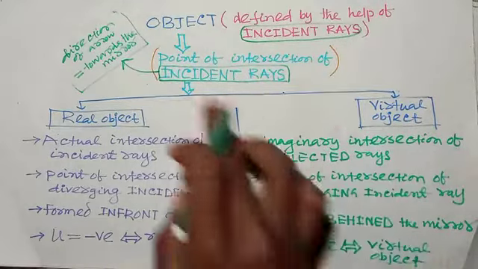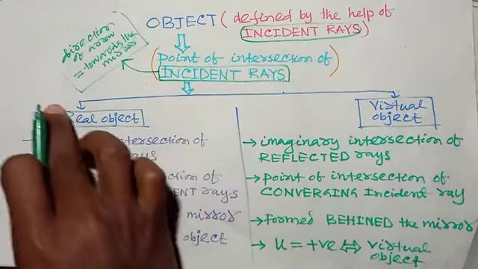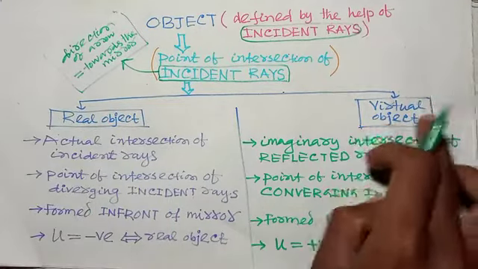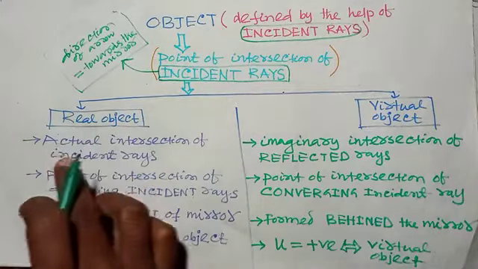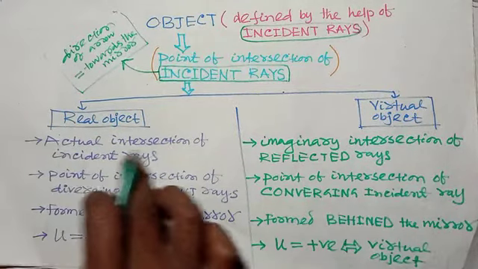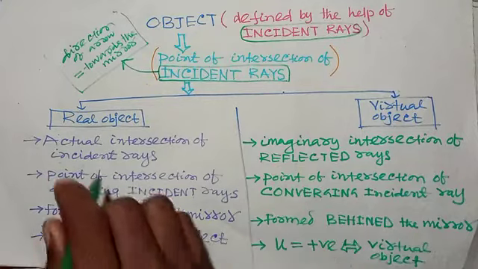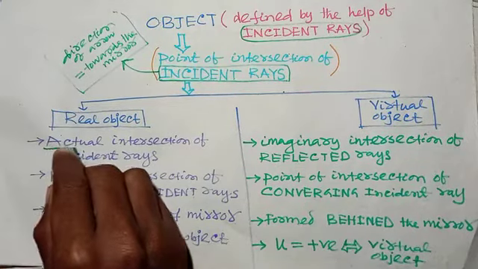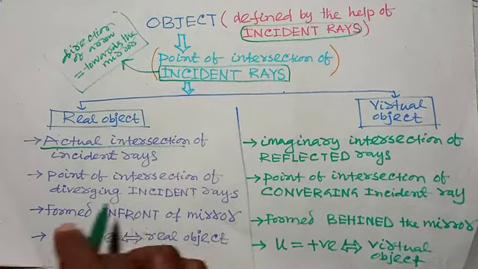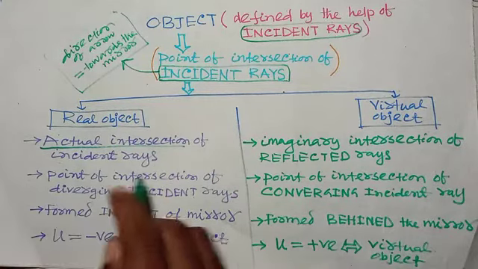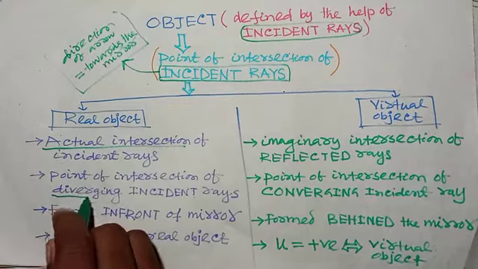The object can be of two types. It can be a real object and a virtual object. A real object is formed by the actual intersection of incident rays, or we can say that it is the point of intersection of diverging incident rays. It is very important.